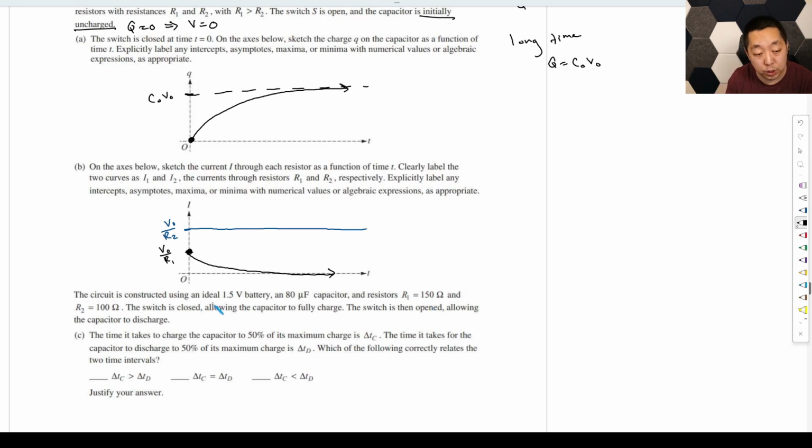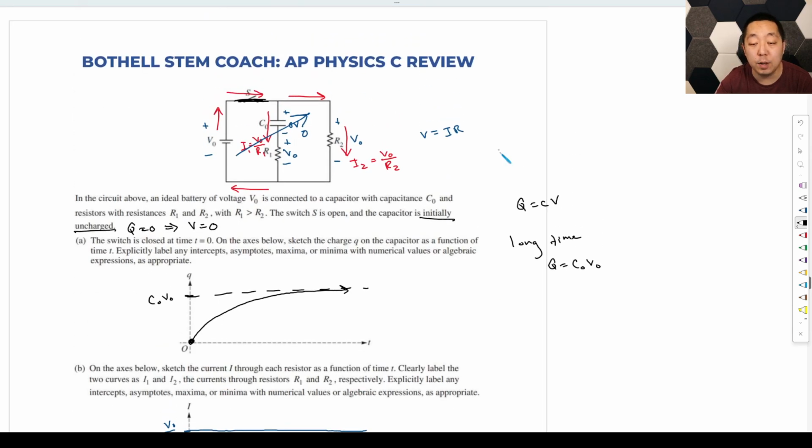Circuit is constructed using a 1.5 volt battery, an 80 microfarad capacitor, resistors R1 150 and R2 100. Switch is closed, allowing the capacitor to fully charge. Switch is then opened, allowing the capacitor to discharge. The time it takes to charge the capacitor to 50% is the time constant here, and we want to discharge it this time. What correctly relates the two time intervals? Well, our time constant is RC, so the longer the time constant, the longer the time to change.